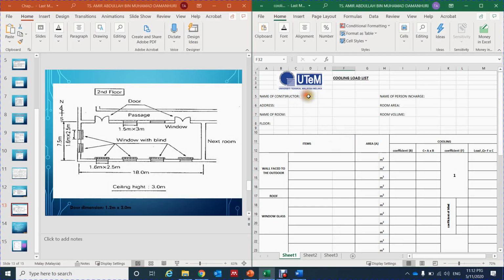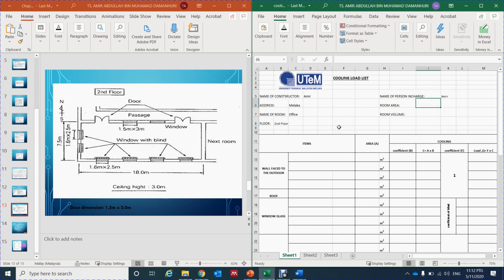So now from the cooling load, you can put, for example, the name of constructor, which is, for example, I put Ame, and then the address is, for example, Melaka. Name of the room is, for example, office, and then the floor, which is the area, this second floor, and then the person in charge, maybe Ame also.